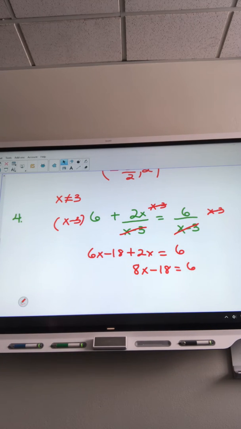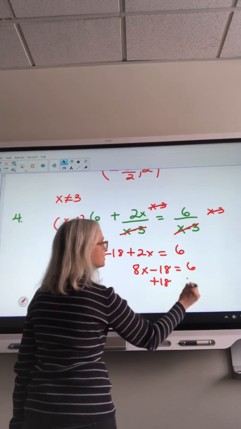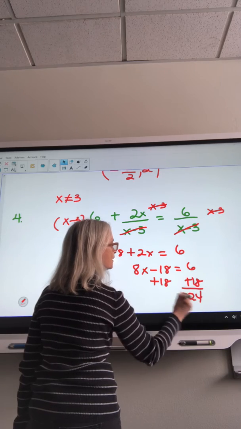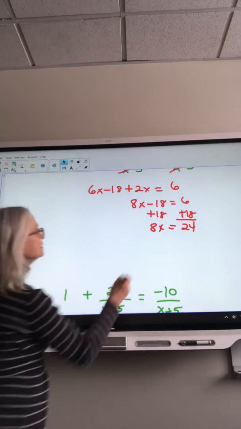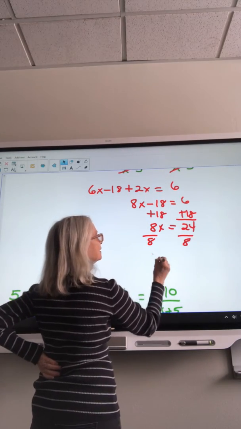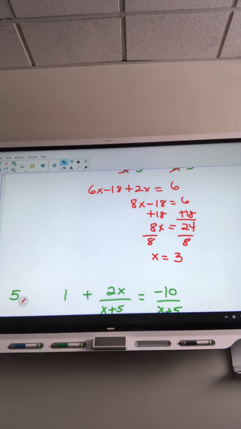Now, this is where you kind of have to look ahead. You need to look to see, can I solve this without factoring, or do I need to factor? If I were just to add the 18 to the other side, I'm going to get 24. And then if I were to divide by 8, 24 divided by 8 is 3, so I get x is equal to 3. That was the easiest way to do it, so I really didn't need to factor this one. So x is equal to 3.